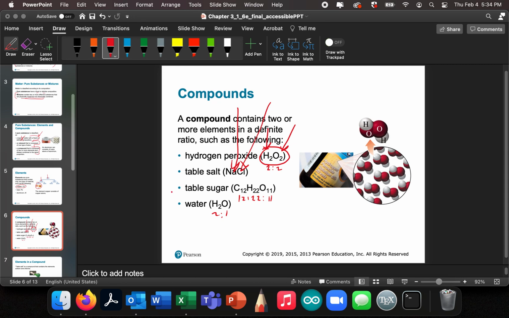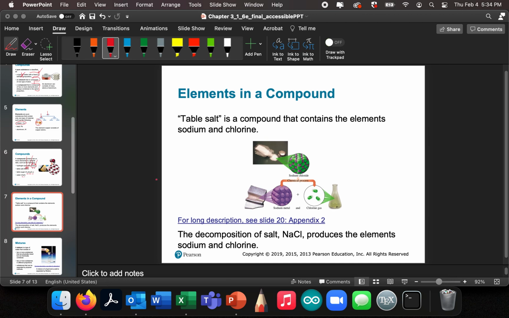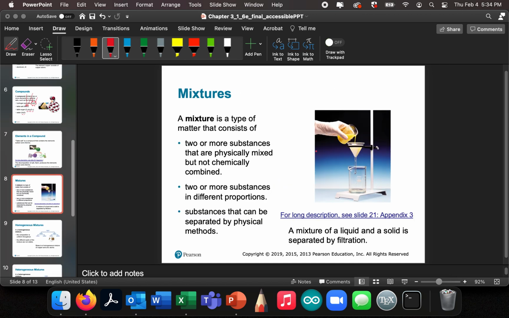So those are compounds. Now, elements in a compound, we already said this, okay? An example of a compound might be sodium chloride, and the compound is made of 2 or more elements, all right? Let's move on. A mixture is a type of matter that consists of 2 or more substances that are physically mixed but not chemically combined, okay? And we'll get used to looking at these. 2 or more substances in different proportions, so they don't have to always be in the same proportion if it's a mixture.